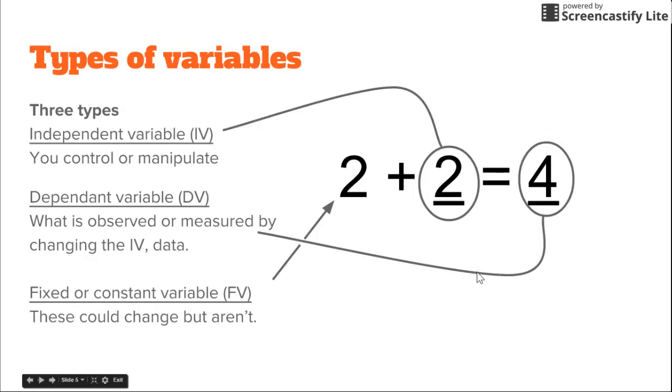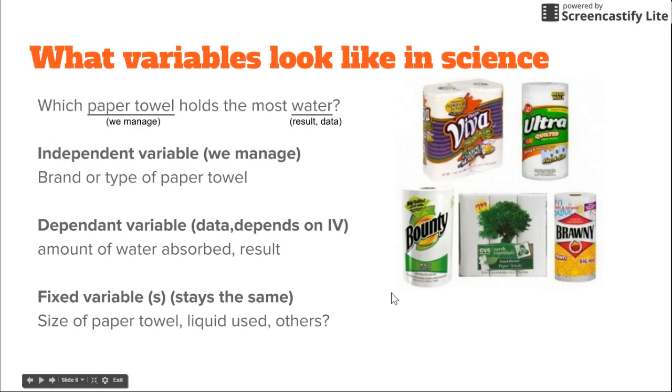So, a review and maybe a little bit more in depth. We've got three types of variables. Independent variable, which are often identified by the abbreviation IV. The independent variable you control or manipulate. The dependent variable is what is observed or measured by changing the independent variable. It's the data that results from it. Fixed or constant variables, these could change, but aren't. We don't want to mess around with too much stuff or we aren't going to know what causes the result in science.